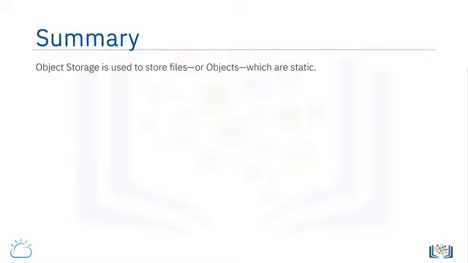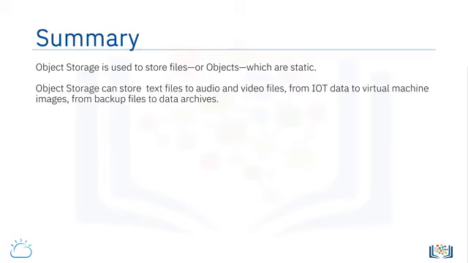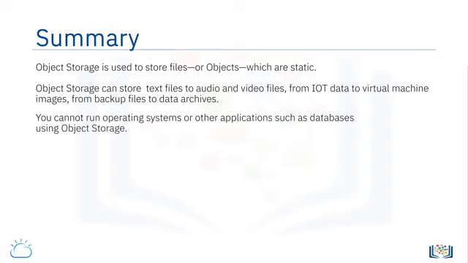So, to summarize what we have learned in this lesson, object storage is used to store files, or objects, which are static. The data that you can store using object storage can be anything from text files to audio and video files, from IoT data to virtual machine images, from backup files to data archives. You cannot run operating systems or other applications, such as databases, using object storage.